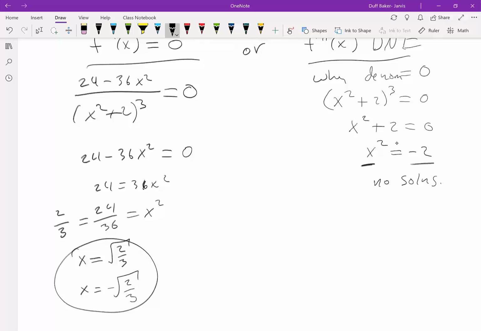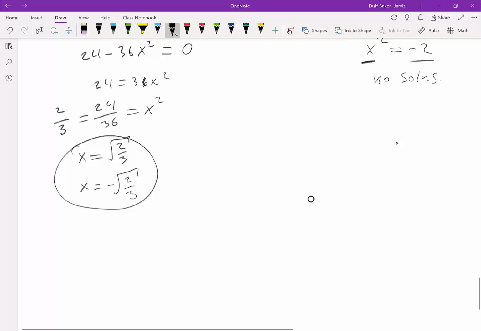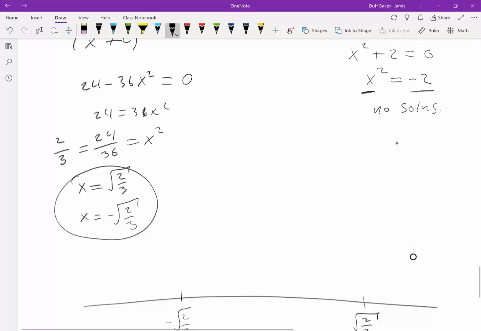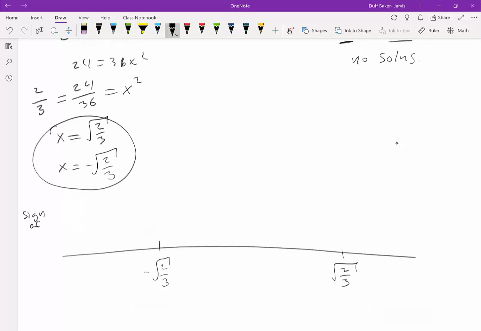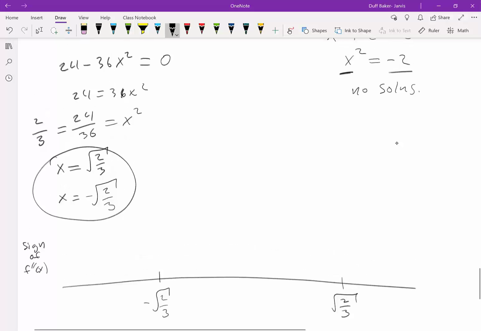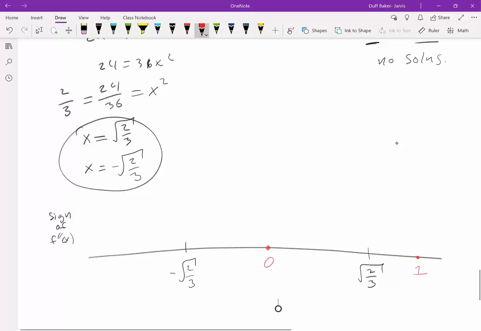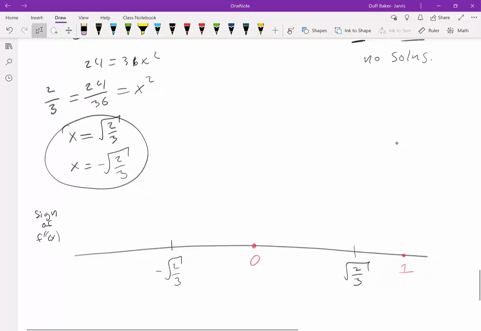Okay. And so now when we draw our number line, there's 2 points on it. There's minus square root of 2/3, and there's the positive square root of 2/3. And now we want to test the second derivative in each region, right? Because this diagram is describing the sign of the second derivative, which will tell us about concavity and inflection points. Okay, so let's do that. We can pick a test point in each region, maybe 0 in here, maybe 1 over here, because square root of 2/3 is less than 1, and maybe we choose -1 over here.